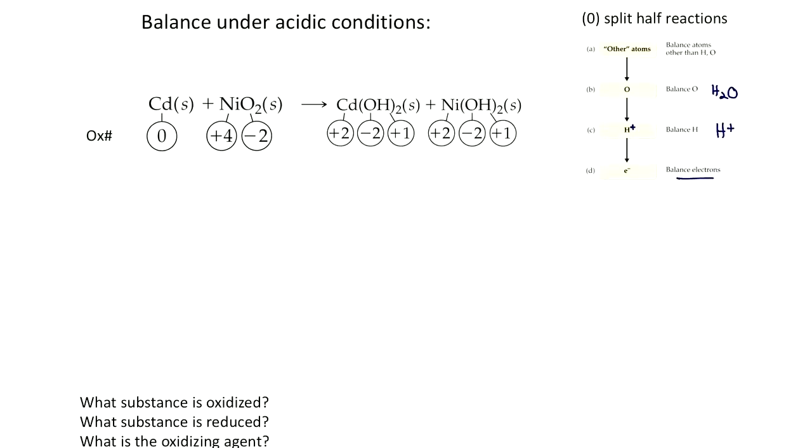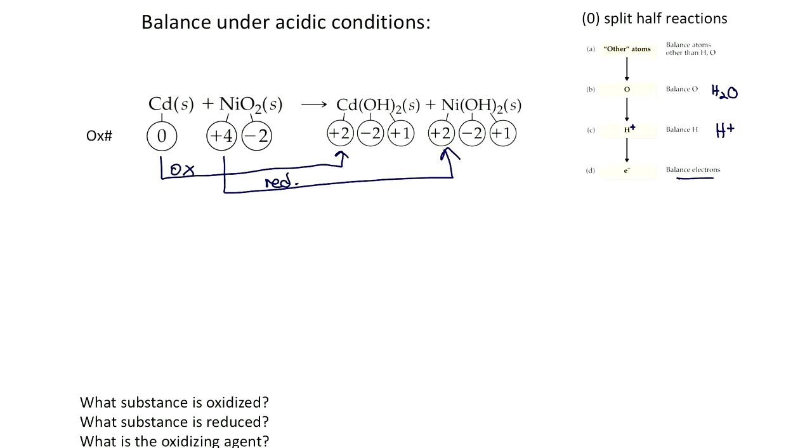So first step, splitting into half reactions. Getting the oxidation numbers is going to help you here, because you can see cadmium is absolutely changing. It's being oxidized. Its oxidation number is going up. Nickel, on the other hand, is going down. It's being reduced. You might be asking yourself, well, what about oxygen and hydrogen? How are those oxidation numbers changing? They're not. So we don't have to worry about them. What we care about is cadmium and nickel.